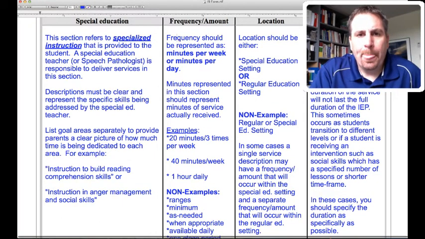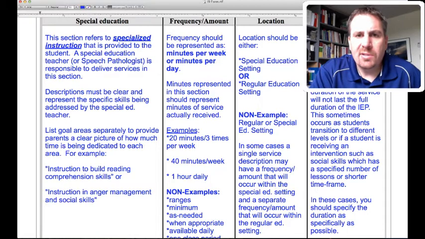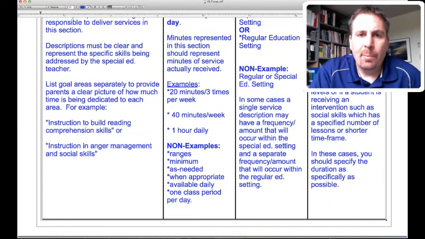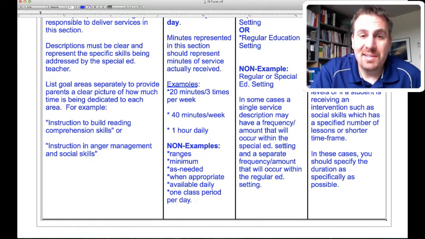Frequency and amount. So frequency should be represented as minutes per week or minutes per day. And remember, minutes in this section should represent the actual number of minutes that we are providing service to the student.